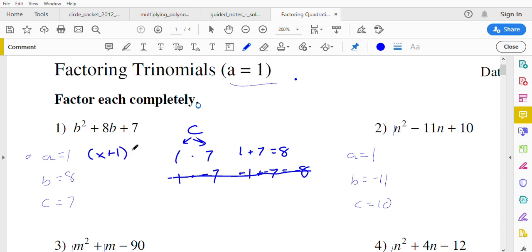and positive 7, this is a different way to write this question. This is what we call factored form. So we have 2 different forms here.